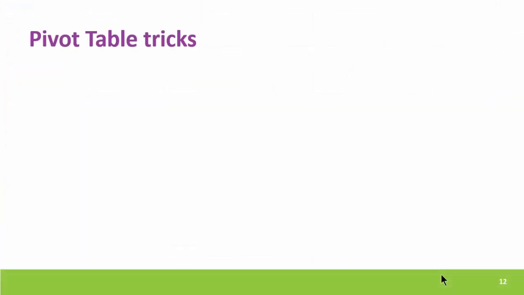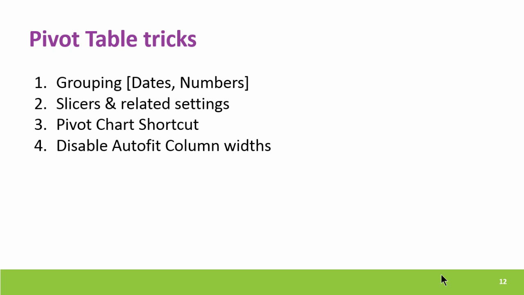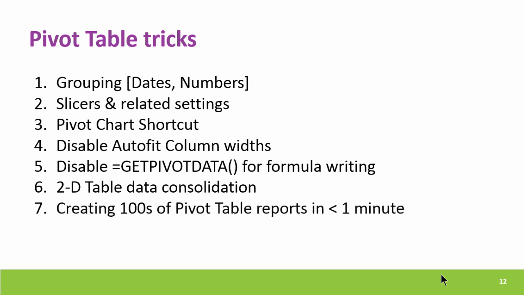So in the last few minutes, we saw some wonderful pivot table tricks, how to group dates and numbers, slicer and related settings, how to change the colors and add more columns inside the slicers. Next, F11 being the pivot chart shortcut. Next, how do you disable the autofit column widths? Next, how do you disable the irritating GetPivotData formula? Next, how to use Alt-DP shortcut key to activate 2D table data consolidation using pivot table. Perhaps you may add a flavor of heat map. And finally, how to create hundreds of pivot table reports in less than 1 minute. So practice these simple pivot table tricks and see your pivot table creation ability go to the next level.